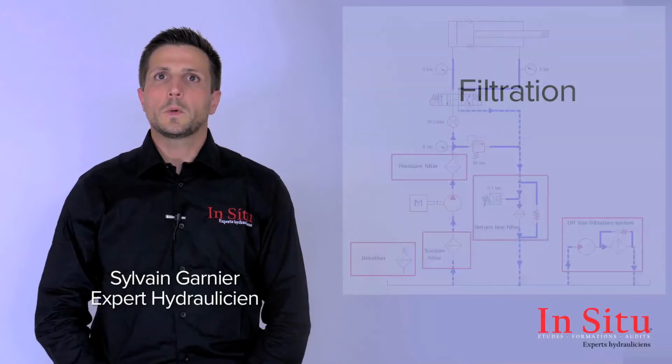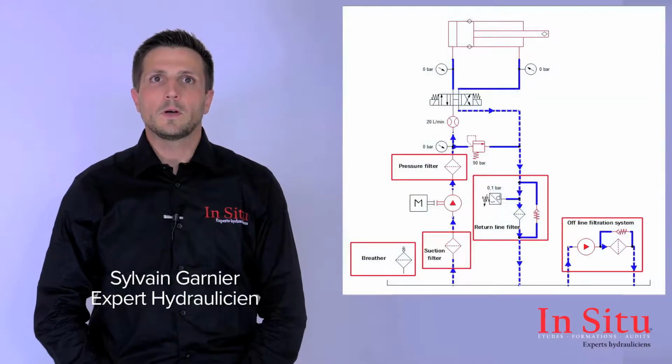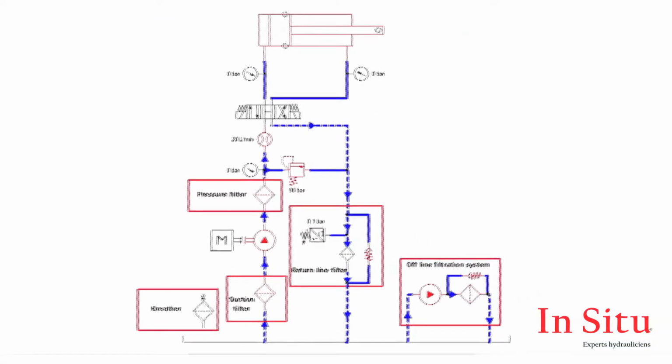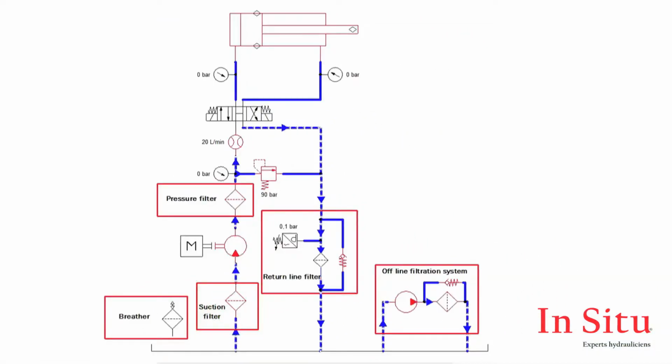Hello everybody! Filtration is essential to guarantee the performance and the lifetime of hydraulic circuits. Different types of filters exist. The suction filter can be mounted on the pump suction line in order to protect the pump from big particles. A filter can be installed just after the pump on the pressure line to protect components which are sensitive to pollution. It's called pressure or inline filter.